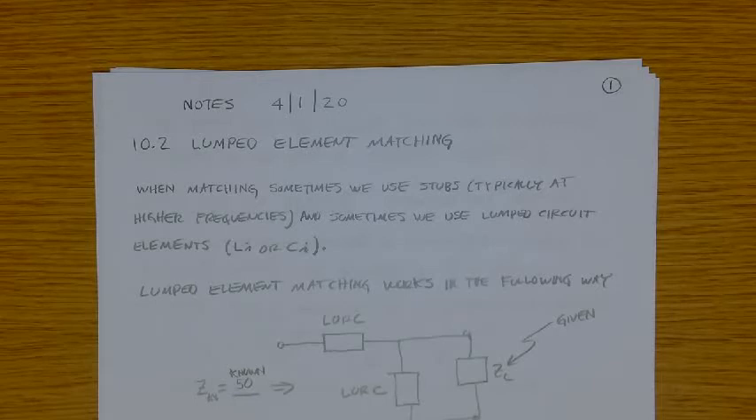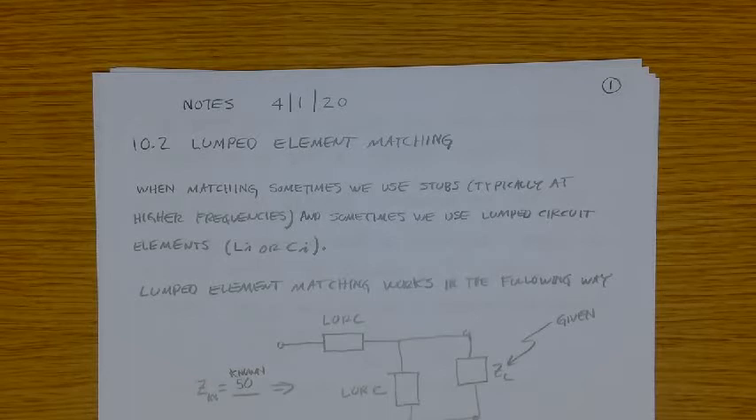Now, at even higher frequencies than those appropriate for lumped elements, we typically use stubs. But the lengths of the stubs are somewhat proportional to the wavelength. So at lower frequencies where the wavelength is long, that's where we're going to use lumped elements, and at higher frequencies where the wavelength is shorter, we're going to use stubs. So that's typically the way to think about it. All right, so this is the case where we're going to use lumped elements. It's the frequency range where lumped elements or circuit elements are appropriate for matching.